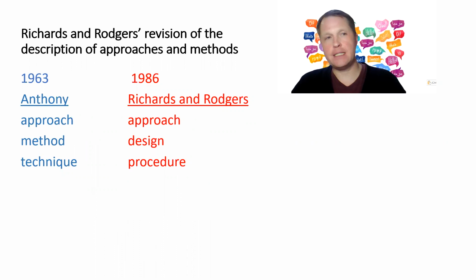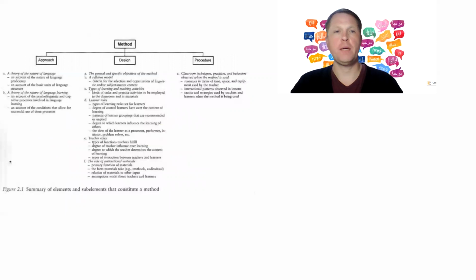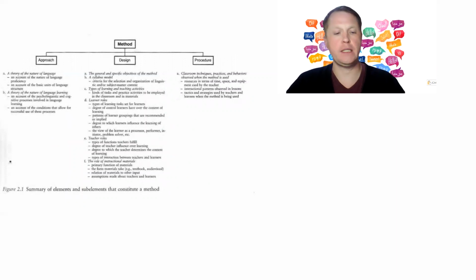But in 1986, Richards and Rodgers, the authors of this book that we're talking about, modified Anthony's hierarchy. So instead of approach, method, and technique, they came up with approach, design, and procedure. Okay, but it's not exactly a hierarchy. So you have a method, and that comprises an approach, a design, and a procedure. So that's what we're going to look at today.